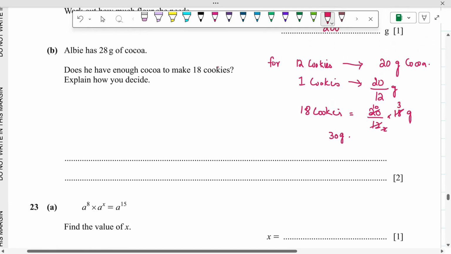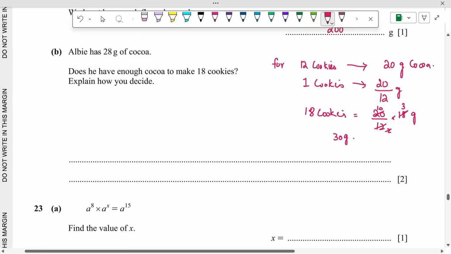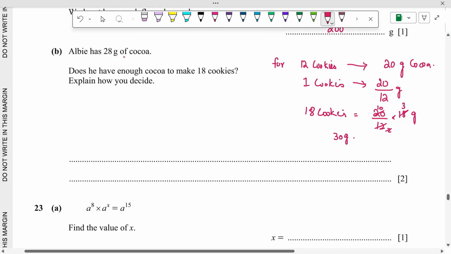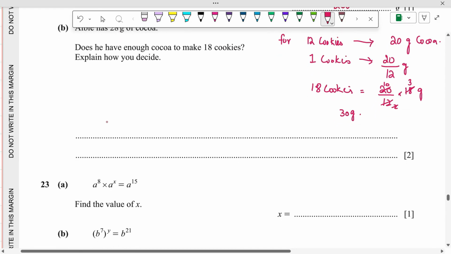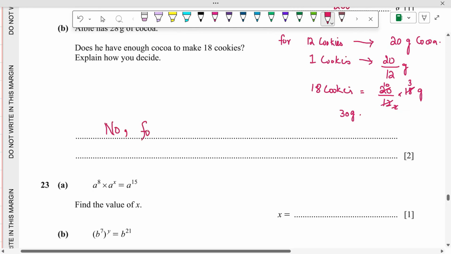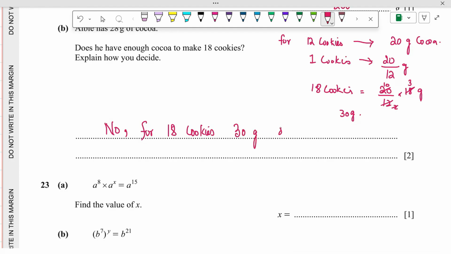So to make 18 cookies, 30 gram will be needed, whereas Albi has only 28, which is 2 gram less than the required cocoa. So we can say that no, for 18 cookies, 30 gram of cocoa is needed.